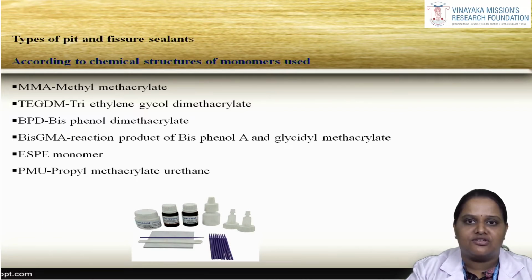According to the chemical structures and monomers used, the first kind is methyl methacrylate, which we call MMA, and next is TEG-DM, that is triethylene glycol dimethacrylate, and bisphenol dimethacrylate. Next is Bis-GMA, that is the reaction product of bisphenol A and glycidyl methacrylate, ESPE monomer, and propyl methacrylate urethane.